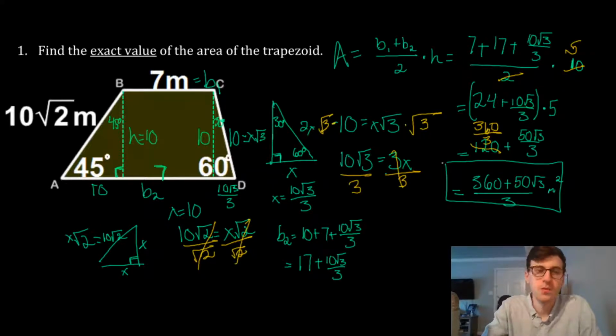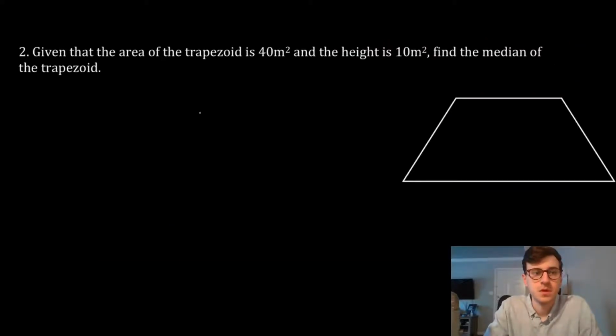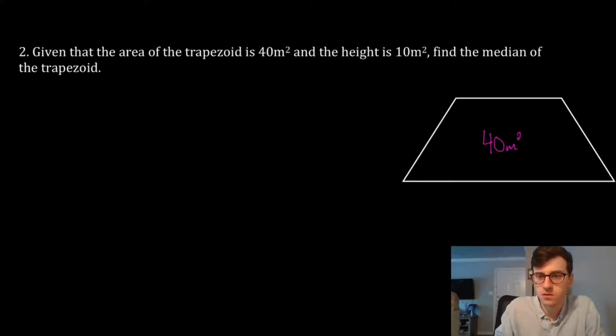Let's look at one more example. Here, given that the area of a trapezoid is 40 meters squared, so we already know, maybe we can go a different color this time. We already know that the area is 40 meters squared.